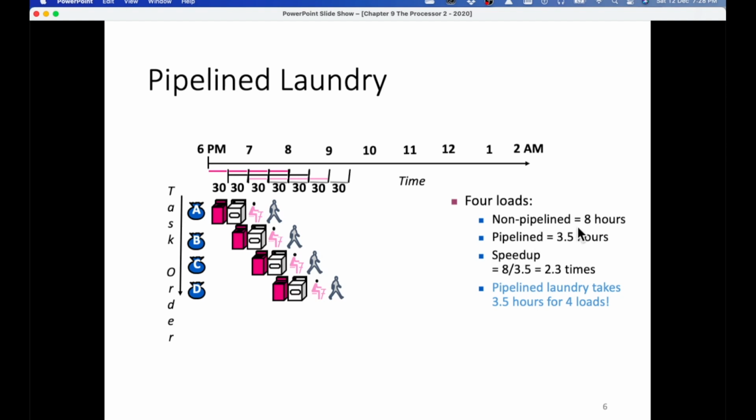For non-pipeline, we spend about 8 hours, but for pipeline it's about 3.5 hours. So you can start from 6 p.m. and finish at 9:30 p.m. The speedup is 8 hours for non-pipeline and 3.5 hours for pipeline, so it can speed up 2.3 times in this case. Pipeline laundry takes 3.5 hours for 4 loads. We save about 4.5 hours here.